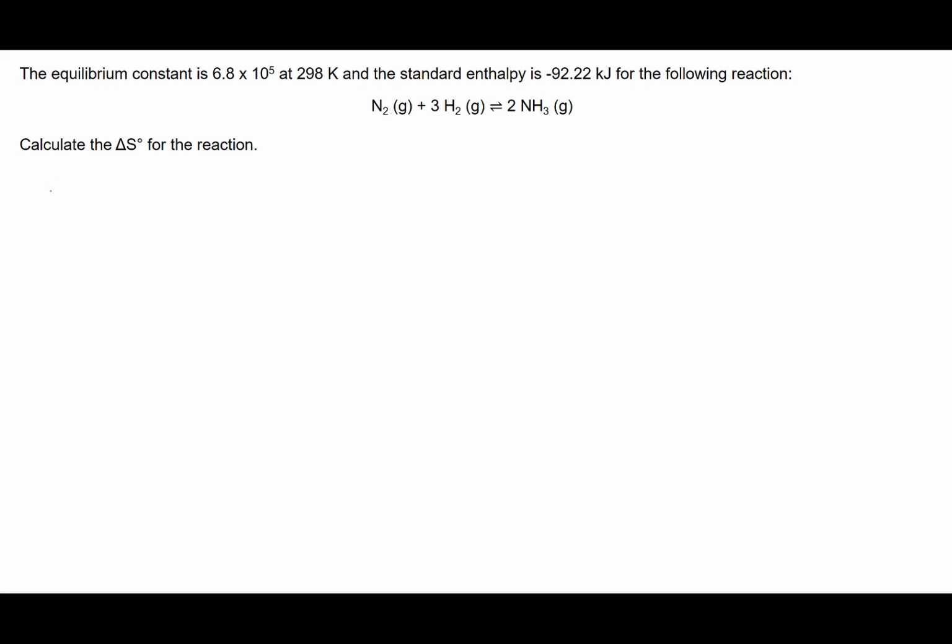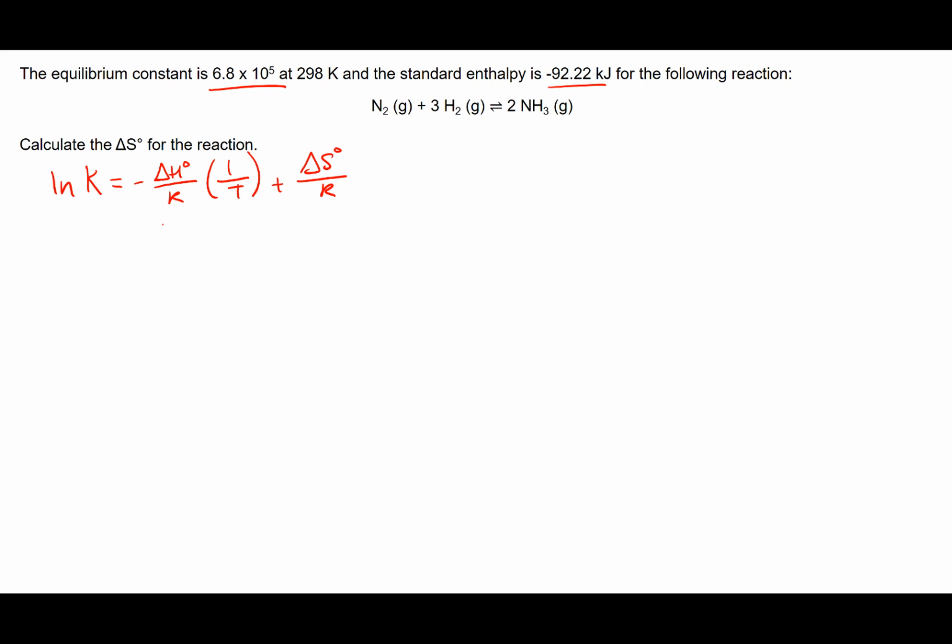So that equation is the natural log of the equilibrium constant is equal to negative delta H naught over R times 1 over T plus delta S naught over R in this case right here, right? So we know K, that's 6.8 times 10 to the 5th. We know delta H, which is negative 92.22 kilojoules. We know R, it's 8.314 joules per Kelvin. And we're throwing out the moles in this case, because we're not doing this per mole. We're just simply doing it right here so that things cancel out. And so that way we can calculate what delta S is.